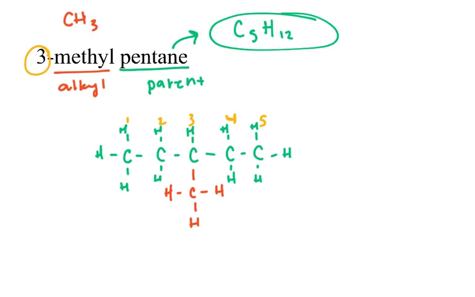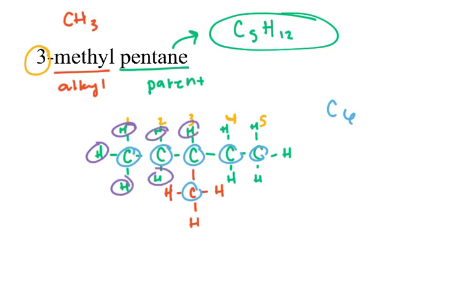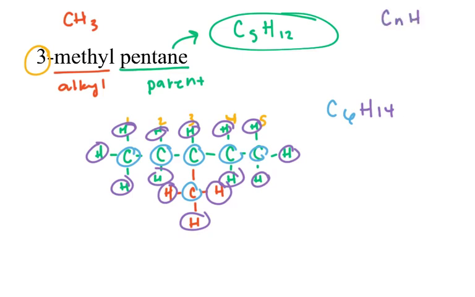So this is 3-methylpentane. If we take a look at this and count all the carbons total, let's look at our molecular formula. We have 1, 2, 3, 4, 5, 6, so we really have 6 carbons. And we have 1, 2, 3, 4, 5, 6, 7, 8, 9, 10, 11, 12, 13, 14 hydrogens. So C6H14, following our alkane naming formula, this would be hexane.